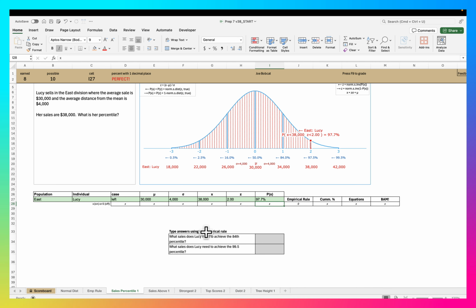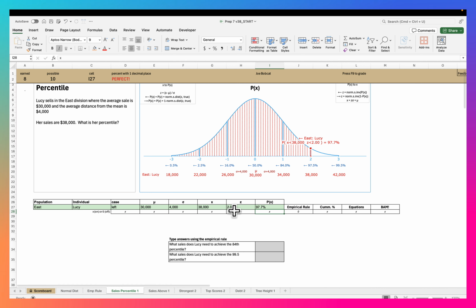Now we're going to do some answers just using the empirical rule. In other words, no precise calculation. What sales does Lucy need to achieve the 84th percentile? So in other words, if she's really high, but if she only wanted the 84th percentile, that would be 1 standard deviation, which is here, 34,000.